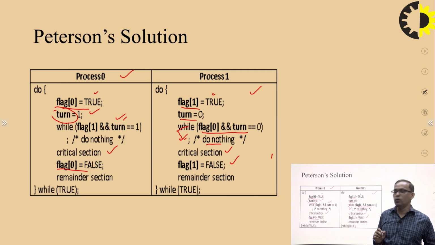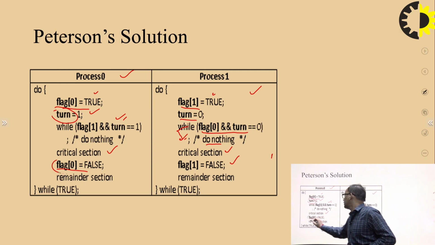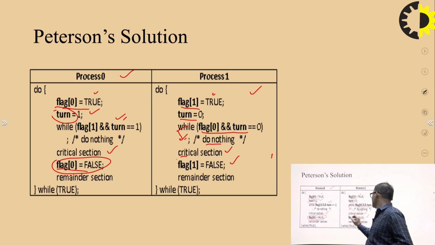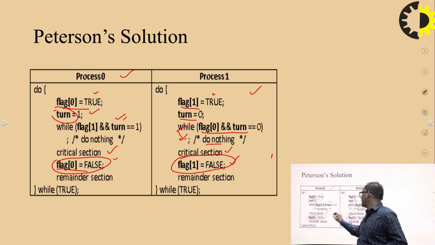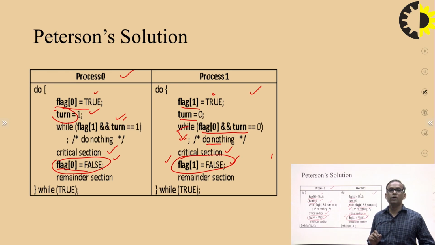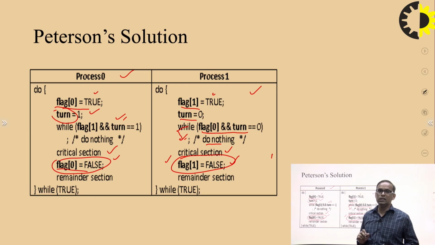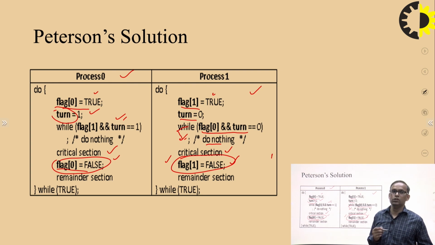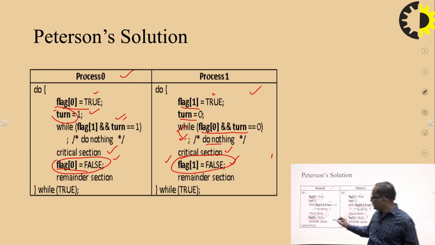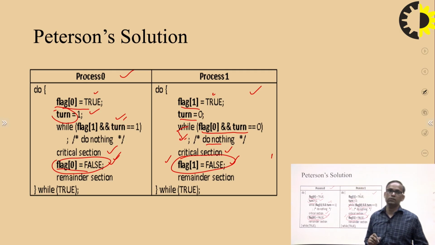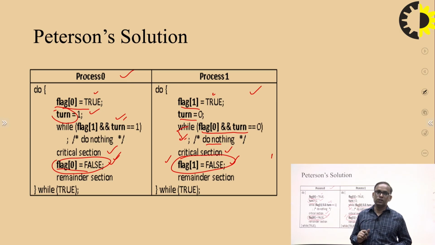The next condition is bounded wait. These statements represent the bounded wait condition. It means whenever a particular process exits the critical section, it gives the chance to the other process to enter the critical section, because it sets its flag to false. So the bounded wait condition is also satisfied. So all three conditions, mutual exclusion, progress and bounded wait, are satisfied by the Peterson solution of the critical section problem.